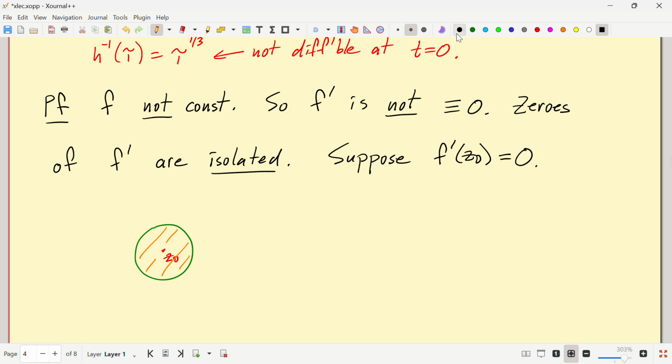And then I'll have f. F is going to map that to a blob. It's going to be 1-to-1. So this is going to be my u. And f of z naught is going to be equal to w naught.